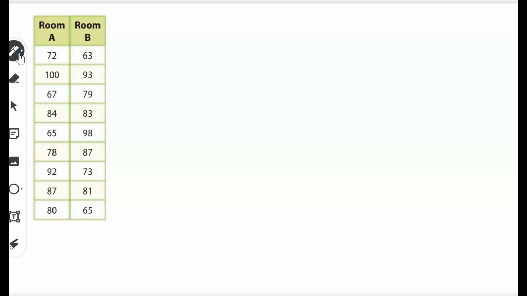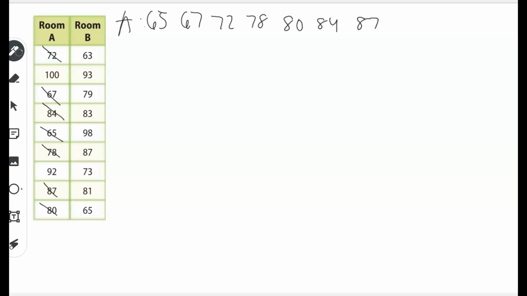All right, so we're going to compare and contrast the measures of variation for the test scores for these two classes. So in order to do that, I need to put them in order. So I'm going to go ahead and do room A, and I'm going to start with 65, 67, then I have 72 and 78, 80 and 84, and I have 87, 92, and 100.